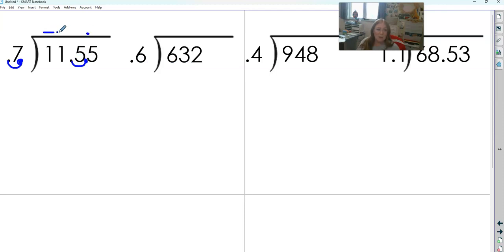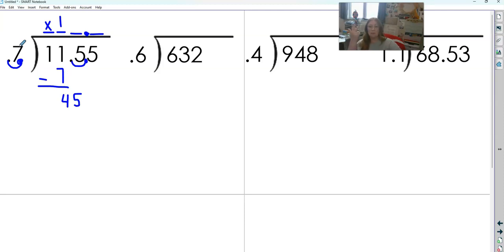I need something above the 1, the 1, the 5. Here's my decimal and something above the 5. I want to see these lines. You should have 1 digit above each thing. So 7 cannot go into 1, but it goes into 11 1 time. 1 times 7 is 7. Whoops, I did not mean to write a multiply sign. We're going to subtract. 11 minus 7 is 4, bringing down the 5.